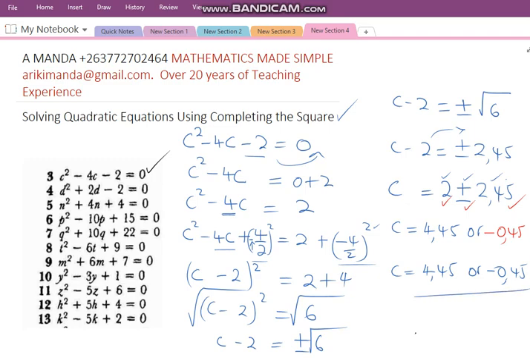Where we are not sure, where we can't calculate the square root of a number, we use a calculator. This is how we do it, using completing the square. Can you try using the same method to work out numbers 4, 5, 6, 7, and 8 on your own? Thank you very much.